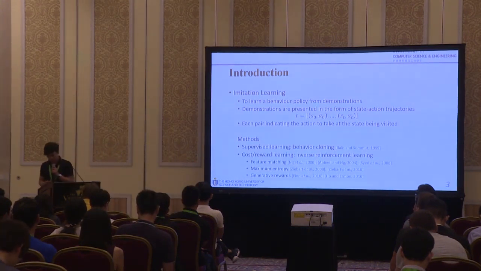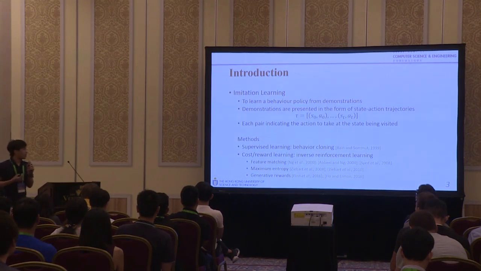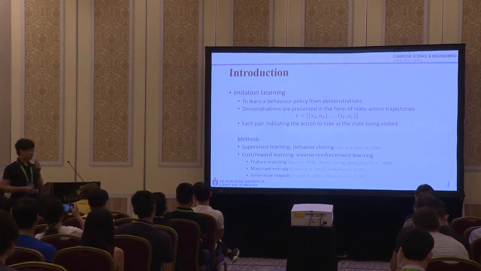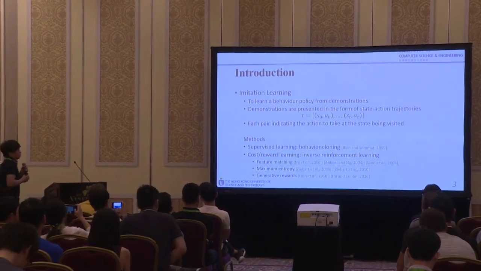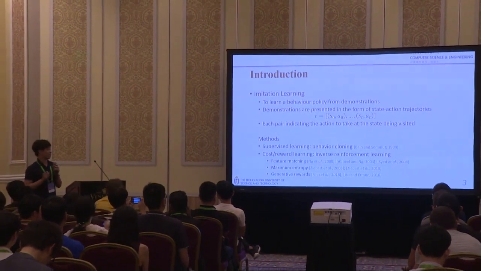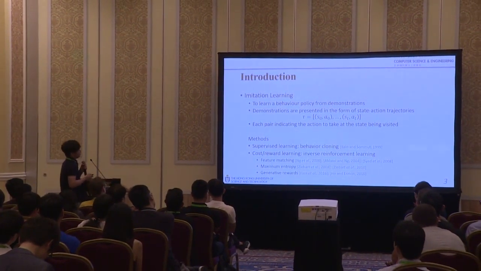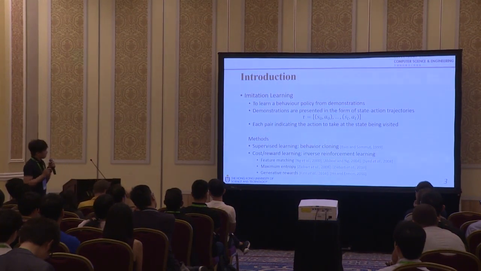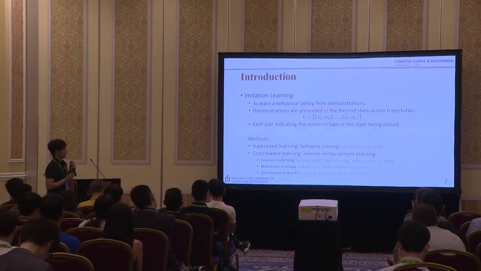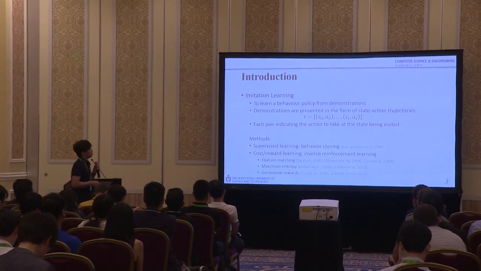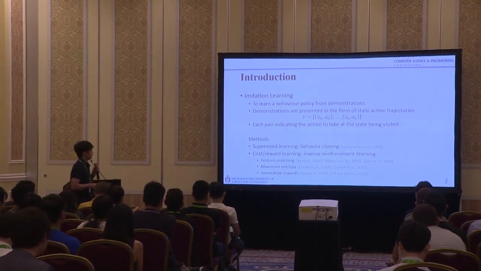First things first, what is imitation learning? Imitation learning is to learn a behavior policy from demonstrations. Then you might be wondering, what are demonstrations? Demonstrations are normal state-action trajectories. Here we use this tuple to denote the demonstration. In this tuple, each pair indicates the action to take at the state in between. It tells the robot which action should be taken at this state.